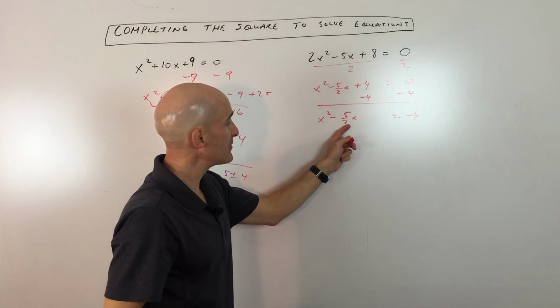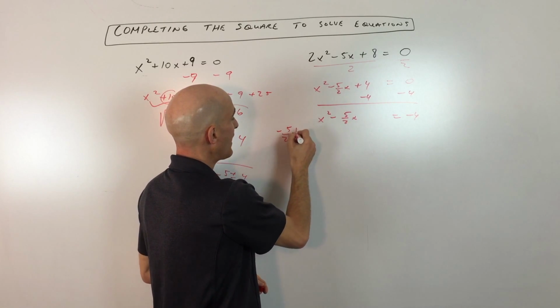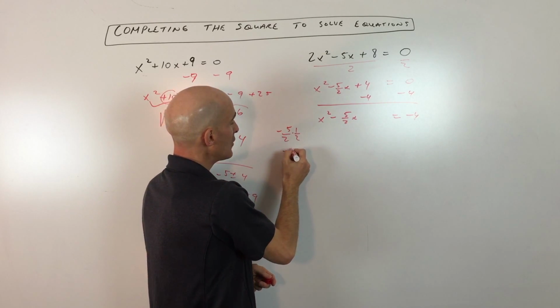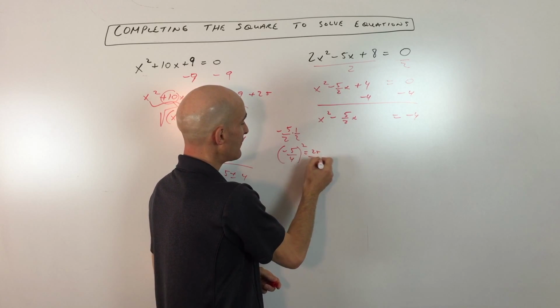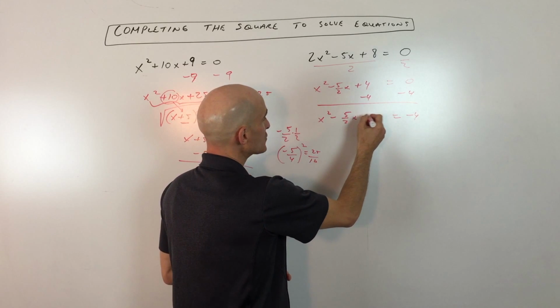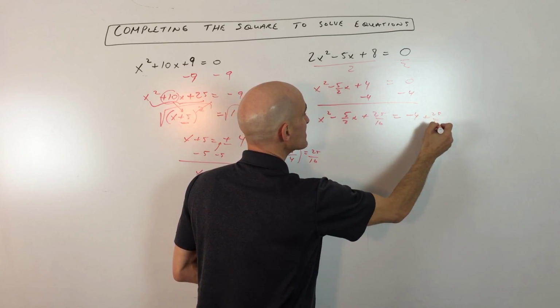Now, we want to take half of this quantity in front of the x and square it. So half of negative 5 halves, let's just do the work over here on the side. We get negative 5 fourths, and if we square that, negative 5 squared is 25, and 4 squared is 16. So we're going to add 25 sixteenths to the left side of the equation, 25 sixteenths to the right side of the equation.